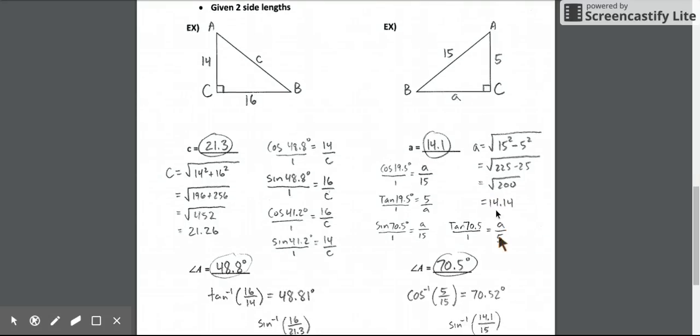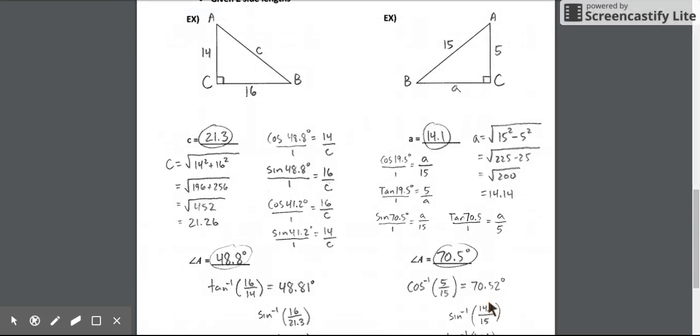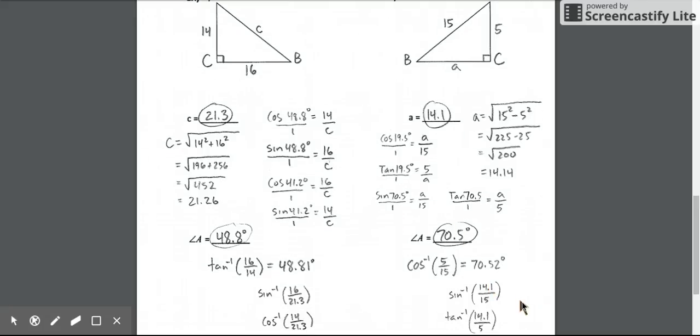To solve for angle A, using the information given, I have the adjacent side and the hypotenuse side. So I'm going to use my cosine ratio. But in order to solve for the angle, I need to use the inverse cosine ratio. Adjacent over hypotenuse, or 5 over 15. Plug it into your calculator, and it should give you about 70.5 degrees.